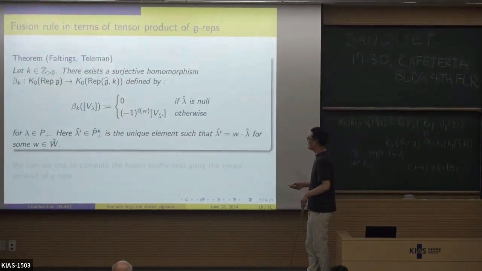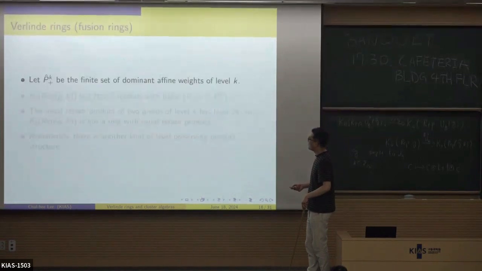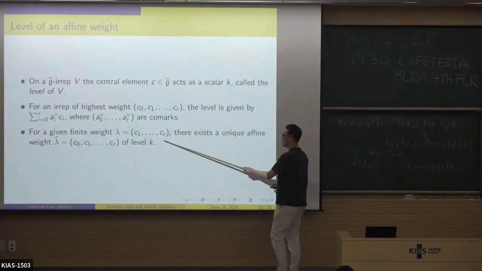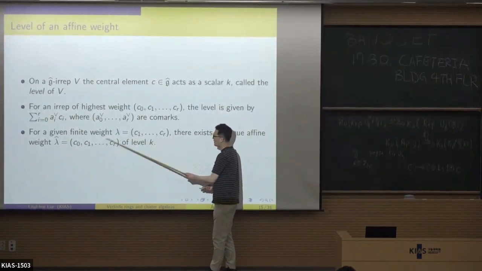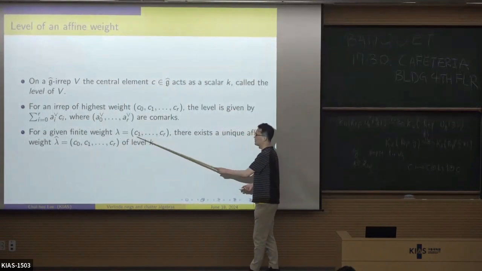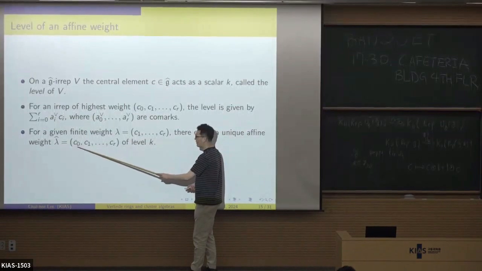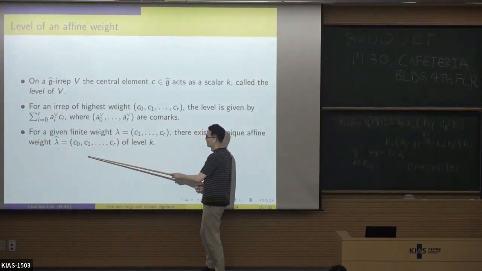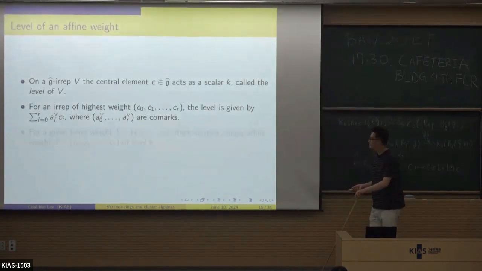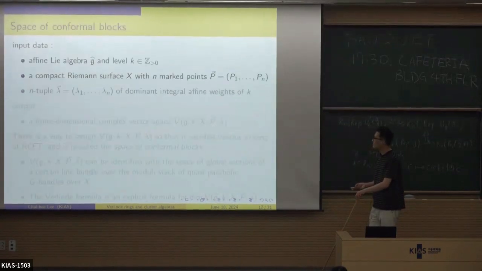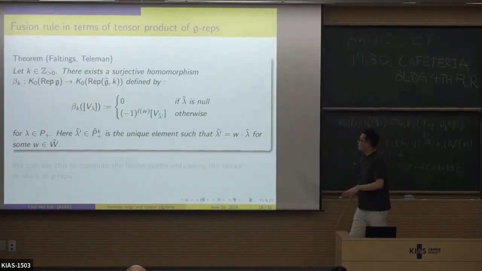Unit. Okay, so I can explain what the unit is. I explained there's a unique way to lift a finite weight to an affine weight. So take all 0 here. Then this number must be k, and 0, 0, 0. And the corresponding representation plays the role of the unit in this ring.